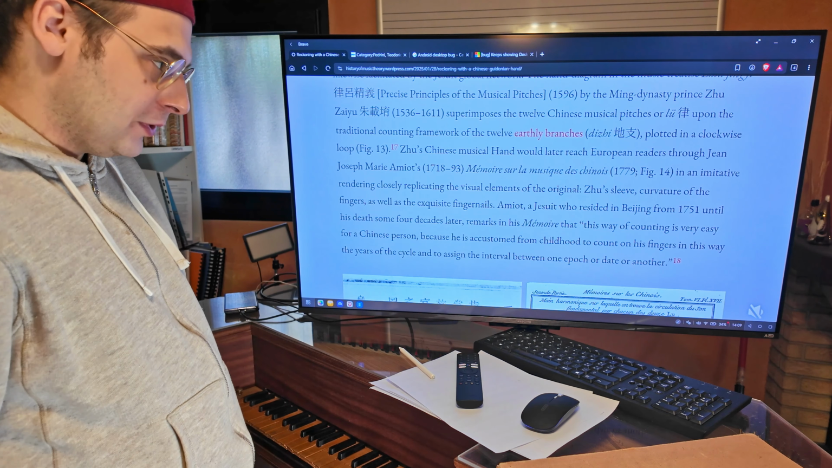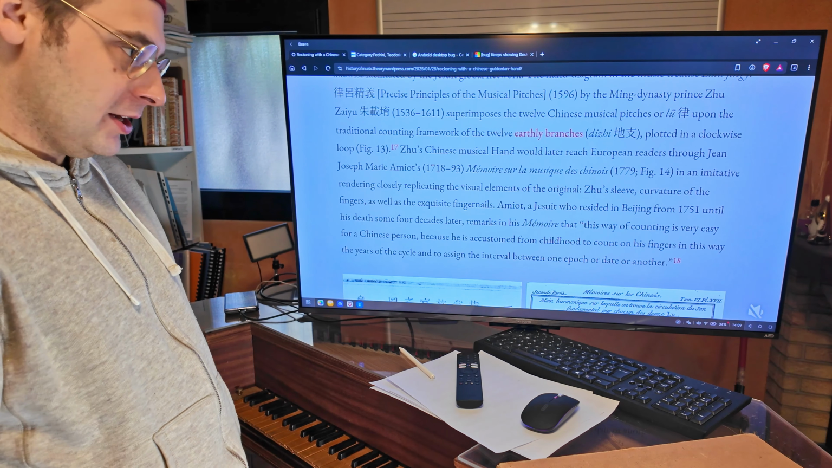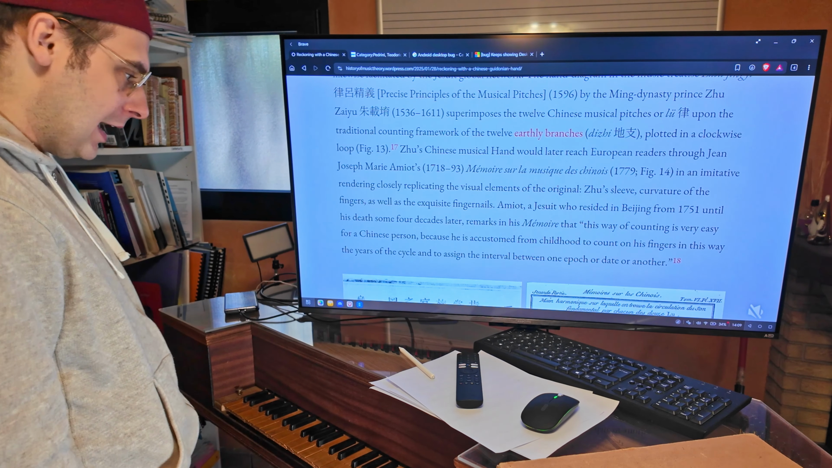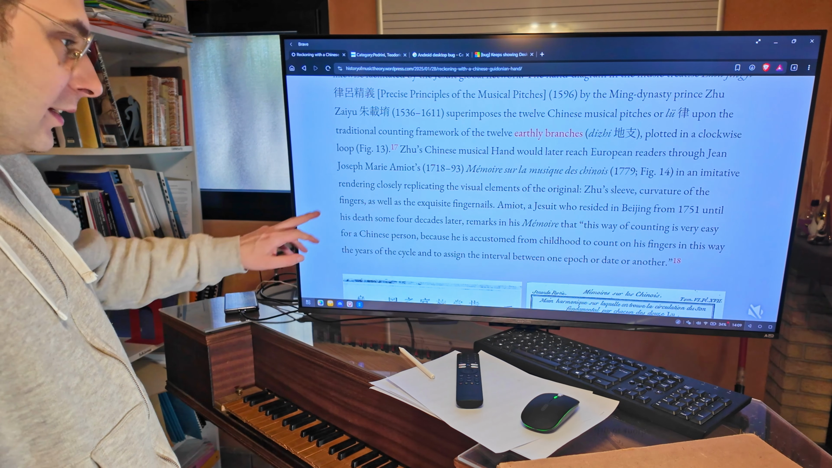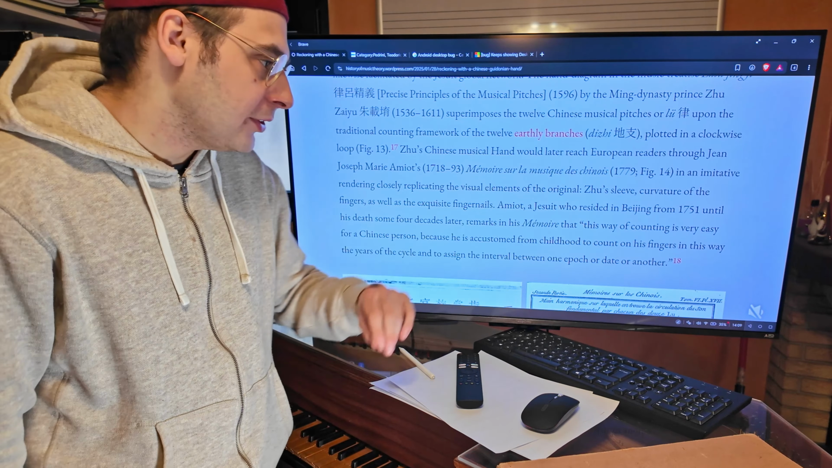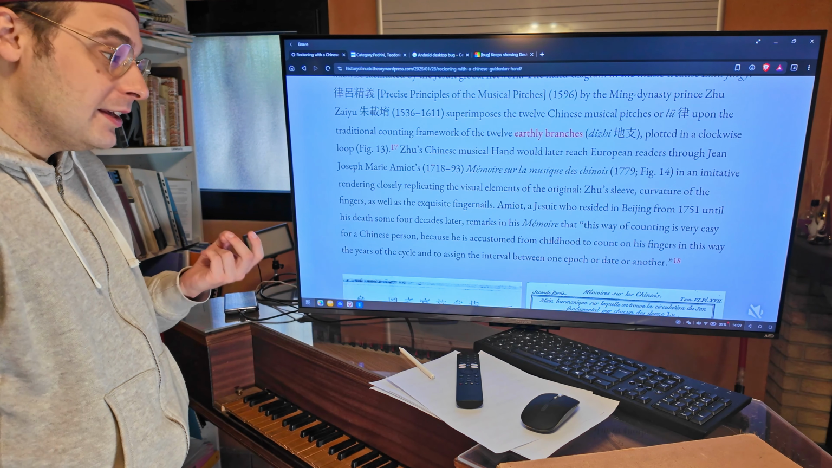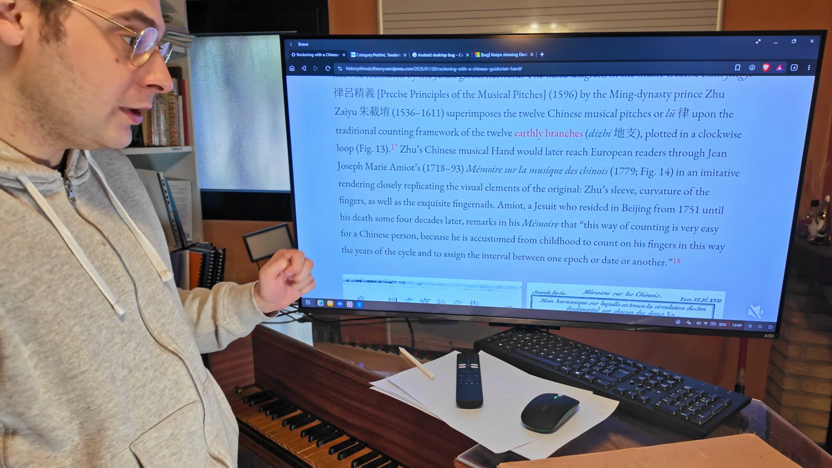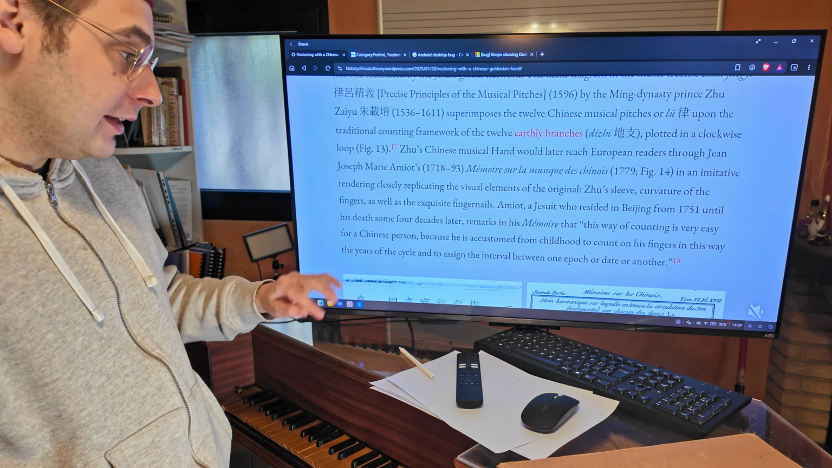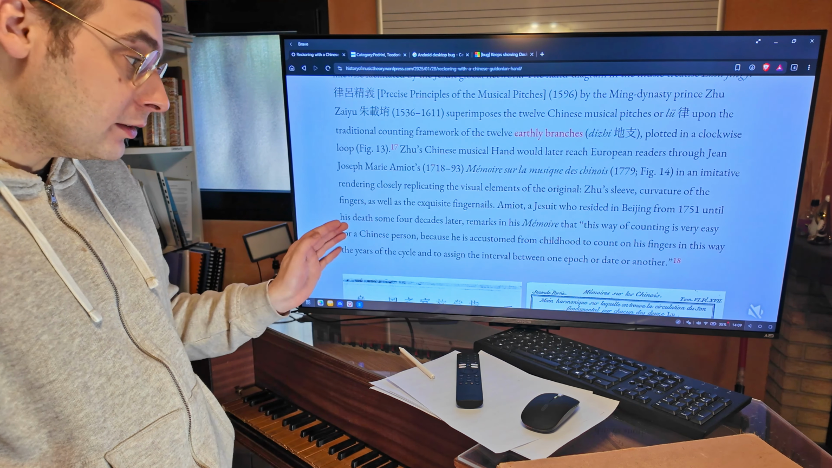A Jesuit who resided in Beijing from 1751 until his death some 4 decades later, remarks in his memoir that this way of counting is very easy for a Chinese person because he is accustomed from childhood to count on his fingers in this way the years of the cycle, and to see the interval from one epoch to another. Mémoire sur la musique des Chinois.